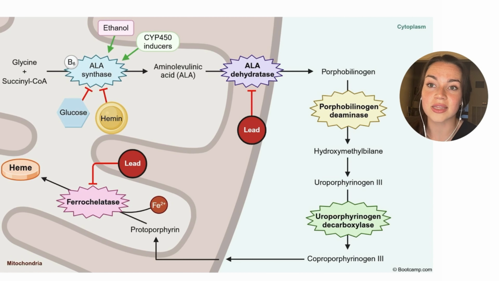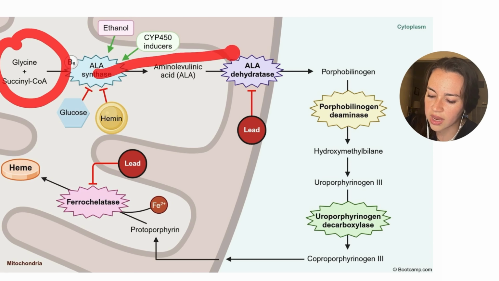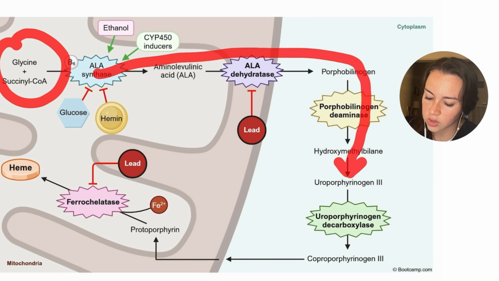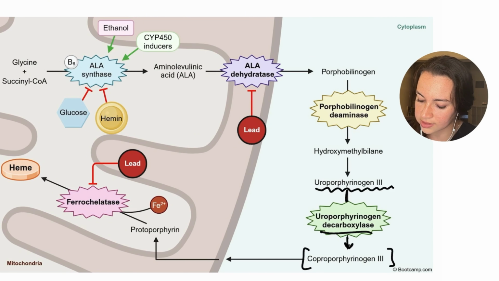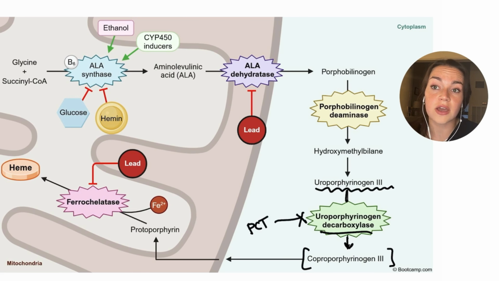So here was our heme synthesis pathway. You've seen this many times by now. We started with glycine and succinyl-CoA, and we went through the pathway until we got to this step where uroporphyrinogen III turns into coproporphyrinogen III via this enzyme UROD, or uroporphyrinogen decarboxylase. PCT is characterized by a defect in UROD, either an inherited defect or an acquired defect. And this decrease in UROD can either be inherited or it can be triggered and acquired.